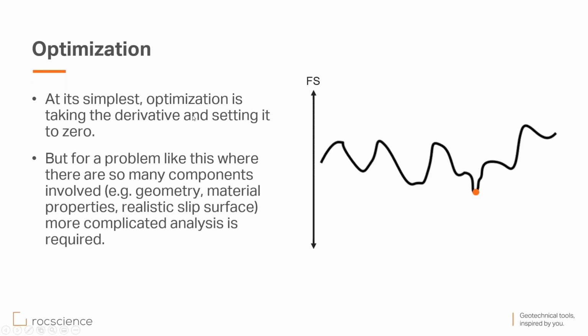We all know about optimization from calculus. At its most basic form, it's just take the derivative and set it equal to 0. But for a problem like this, where there are so many components, for example, the geometry of the model, the material properties, different material models, and the slip surface itself has to be realistic, we have to be a little more creative than the derivative.